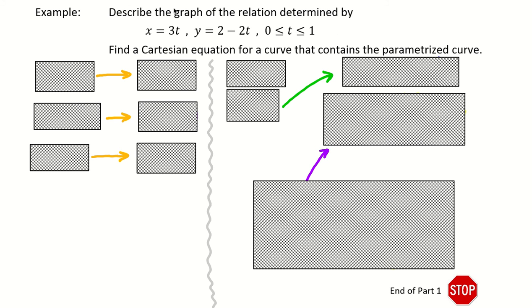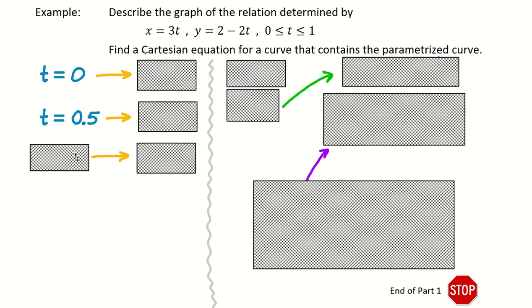Describe the graph of the relation determined by this, only for t from 0 to 1. It's not that many values. So I'm going to do t equals 0, t equals 1/2, and t equals 1. Again, you can do as many as you want. You could do t equals 0.25 and t equals 0.75. You could do 0.1, 0.2, 0.3, 0.4, 0.5, 0.6, 0.7, 0.8, 0.9. Whatever. You could do as many t values as you want.